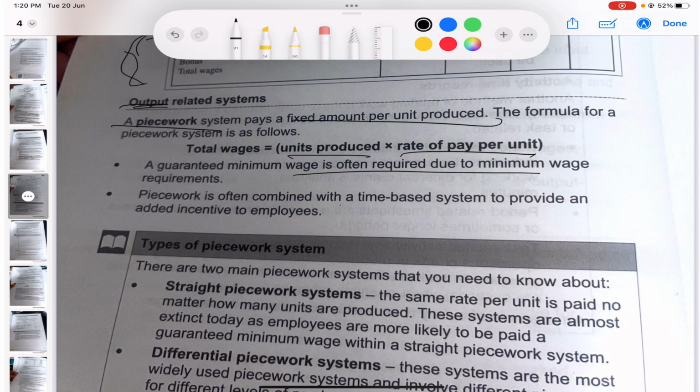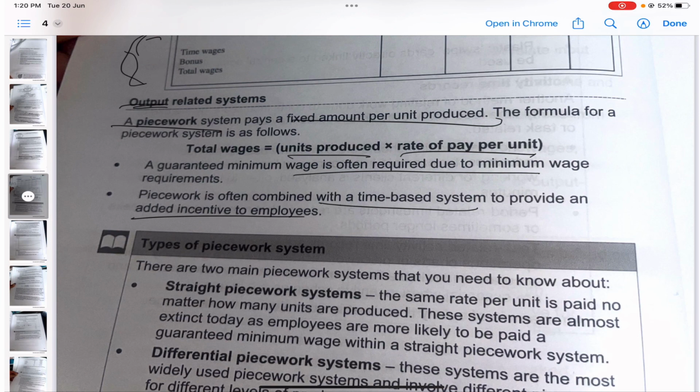Piecework is often combined with a time-based system to provide an added incentive to the employees. So usually what the firms do is that they have a system which is a mixture of both the piecework system as well as the time-based system. As we have discussed earlier, if you're using only the time-based system, then the workers don't really have any incentive to be more productive or efficient in the work which they are doing. So if you mix it along with your piecework system, in that case there is an added incentive.